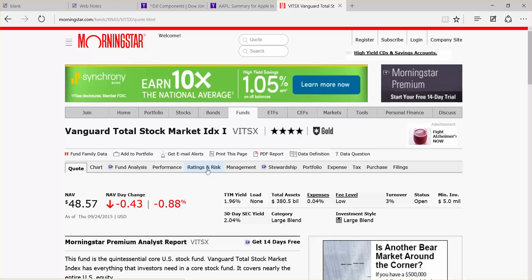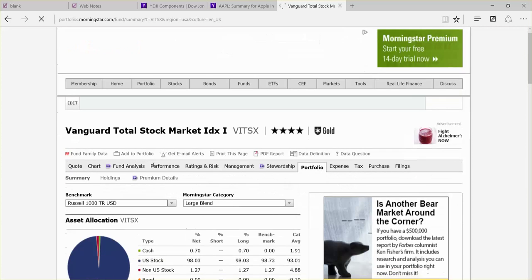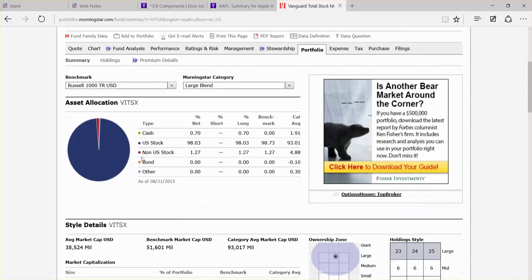I also want to look at the portfolio just to show you what is invested in it. This pie chart looks much different from that money market fund. It has very little money in cash, the bulk of it is in US stocks, a slight amount in foreign stocks.